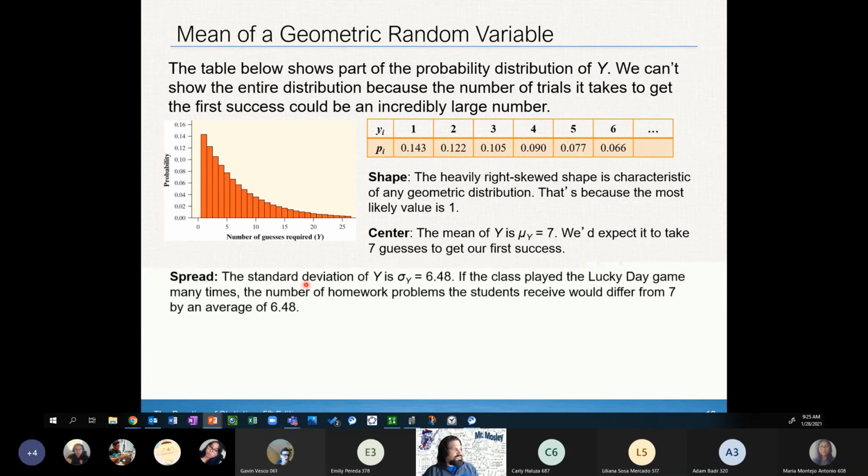All right, our spread: the standard deviation of y is 6.48. We will not get into this calculation today. If the class played the Lucky Day game many times, the number of homework problems the students receive would differ from 7 by an average of 6.48. It's kind of a big swing.